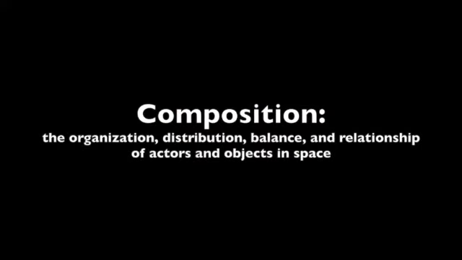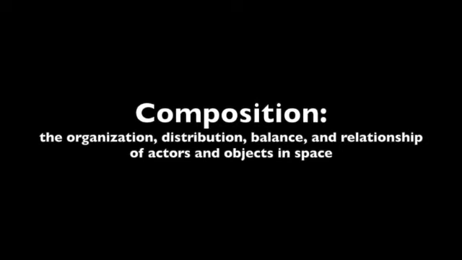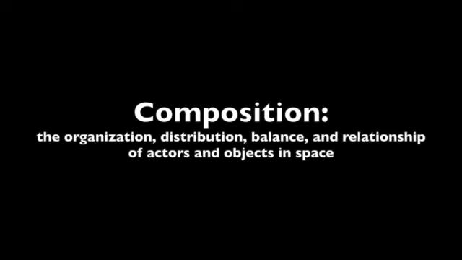Composition is the organization, distribution, balance, and relationship of actors and objects in space. Two examples of composition we observe in Paris, Texas are levels of depth and the rule of three. Levels of depth convey information, mood, and meaning. It can also convey emotional distance.